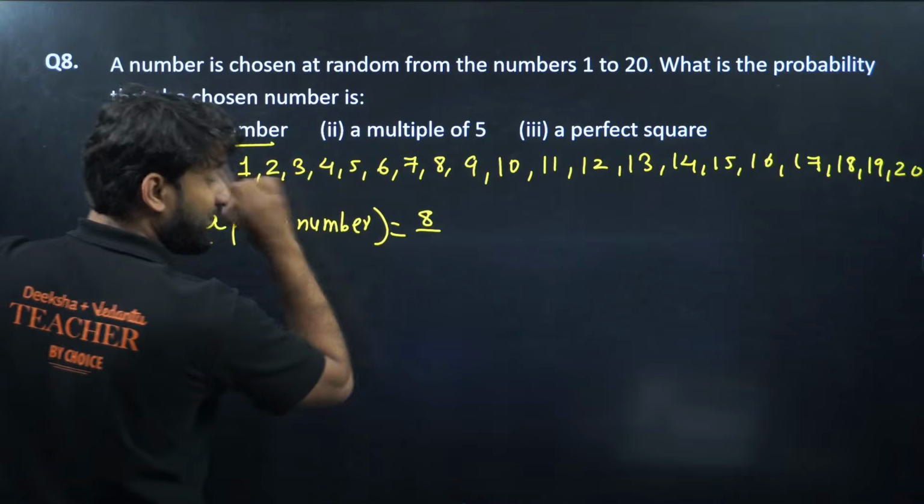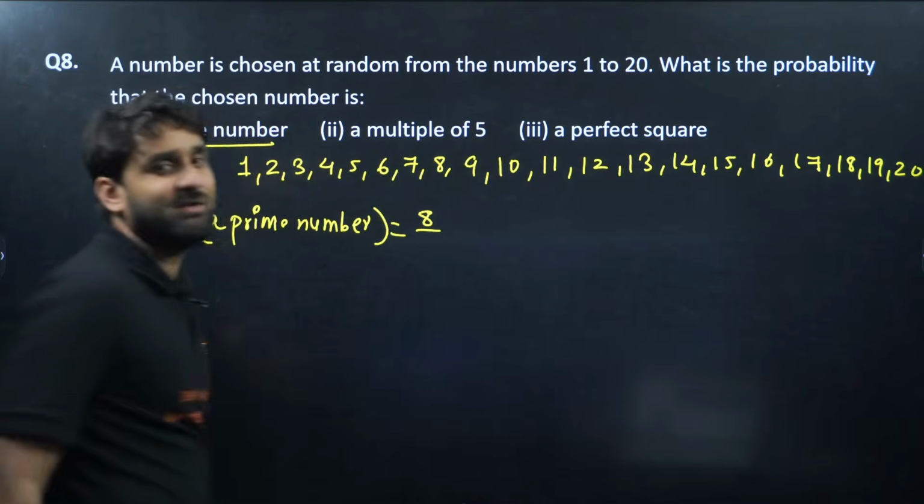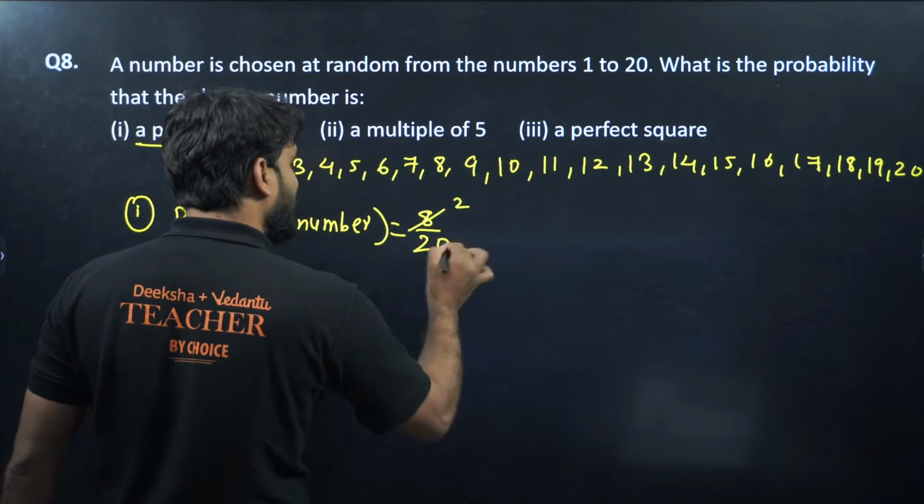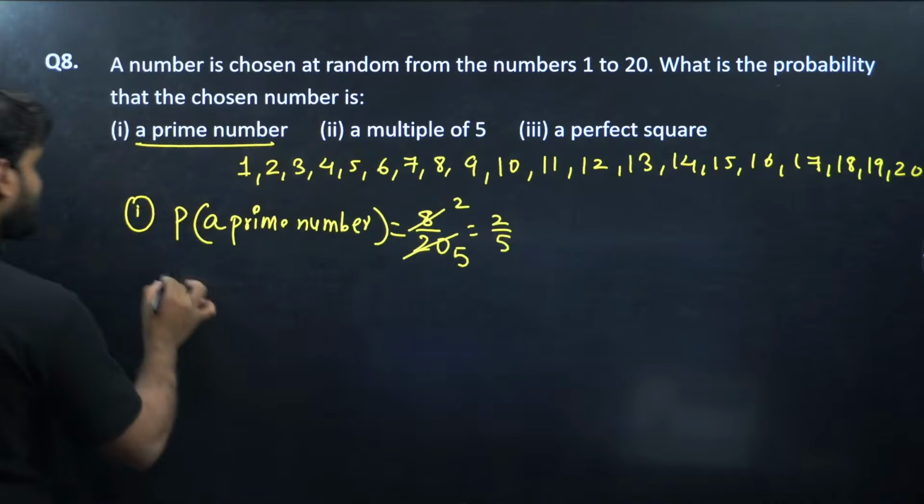Divided by how many total numbers? From 1 to 20. If you write the counting, that is obviously 20. So now we can cancel: 2 fours are 8, 5 fours are 20. So the answer will be 2 by 5.